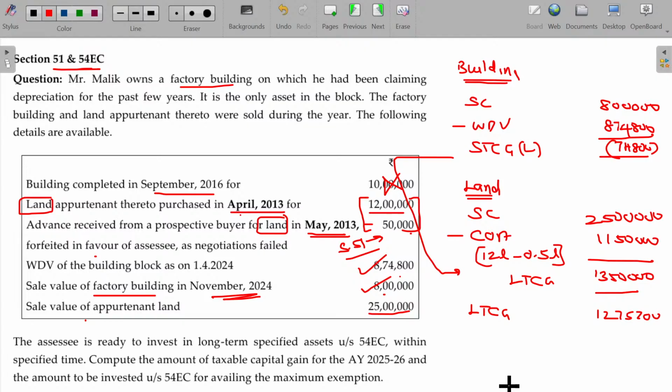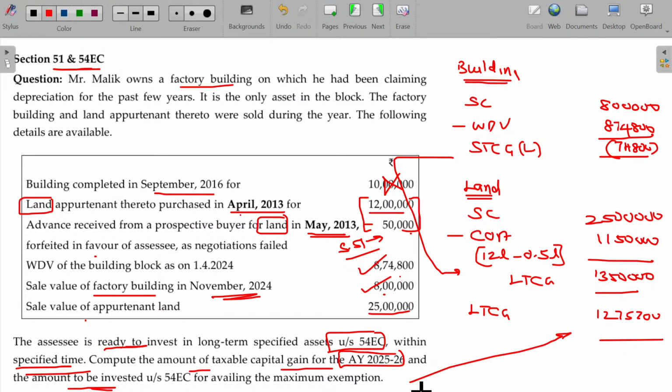This particular PGBP and capital gains is getting over, right? Now, the assessee is ready to invest in long-term specified assets under section 54EC within the specified time. Compute the taxable capital gain for the assessment year 25-26 and the amount to be invested. How much can be invested? The long-term capital gain, to the maximum limit of 50 lakhs, can be invested. So if he wants to claim 100% deduction, he is eligible by investing 12 lakhs 75,200, right? 75,200, in the specified bonds: REC bond, PFC bond, Highway Authority bond, as well as IRFC bond, right?